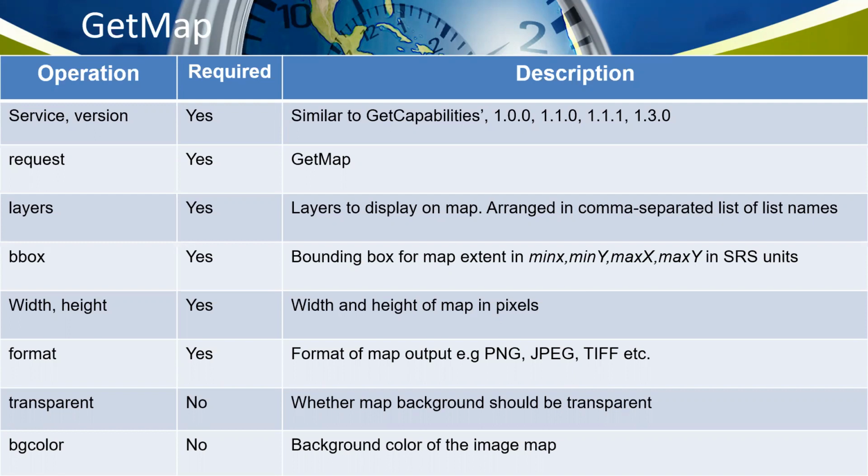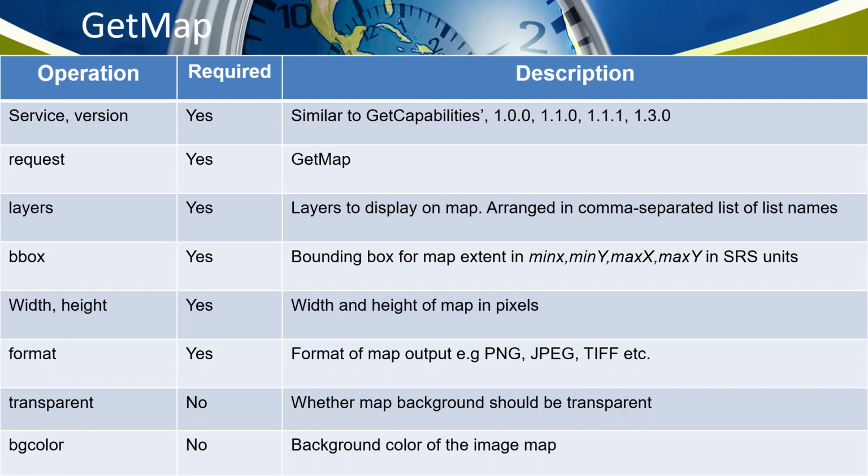So if you look at this table, we have the first operation as service. We have service and version, so you put them in the first line. Is it mandatory? Yes, it's required. If you fail to add service or version, then you're going to get an error, and we are going to test that.